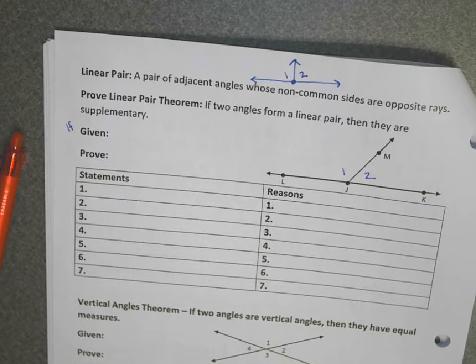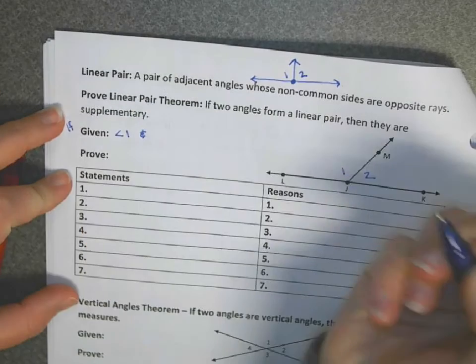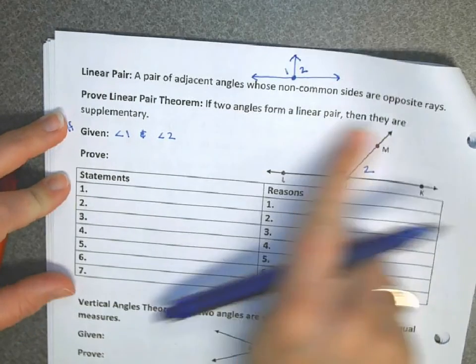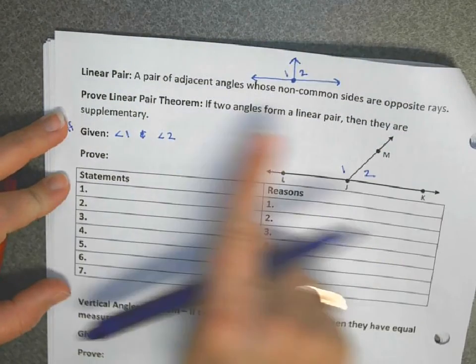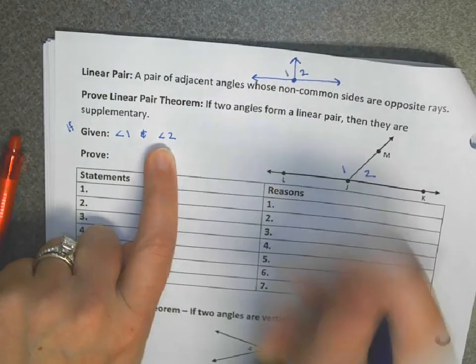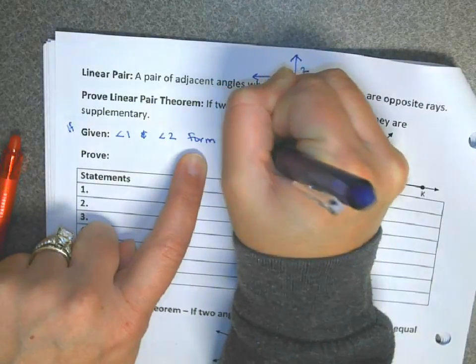So we'll say that angle 1 and angle 2. Now we're using that law of detachment because we're being specific to our diagram here. It says if two angles form a linear pair, we're going to name our angles. Angle 1 and 2 form a linear pair.